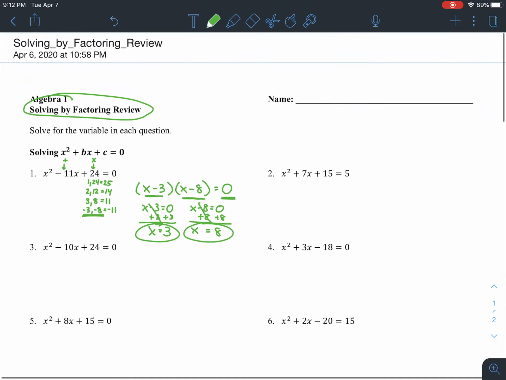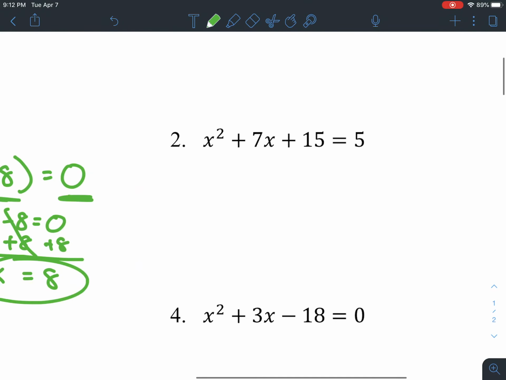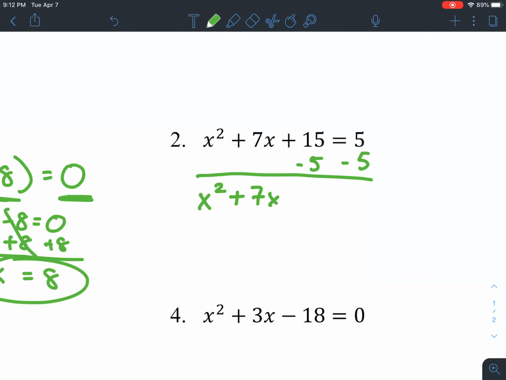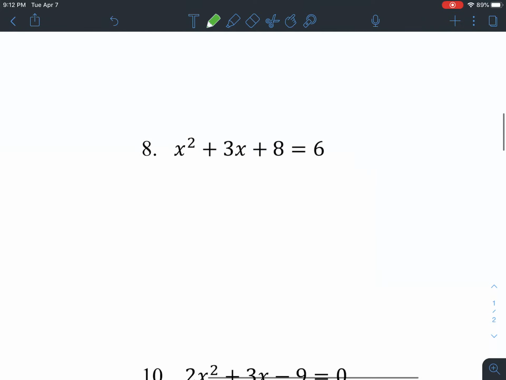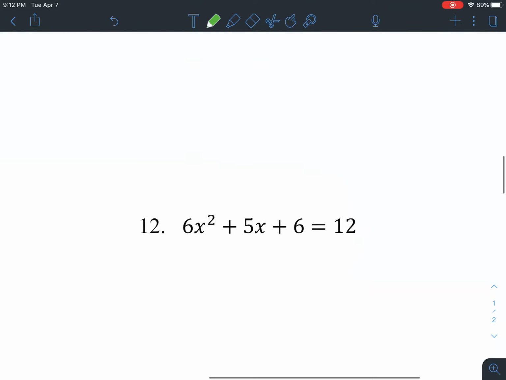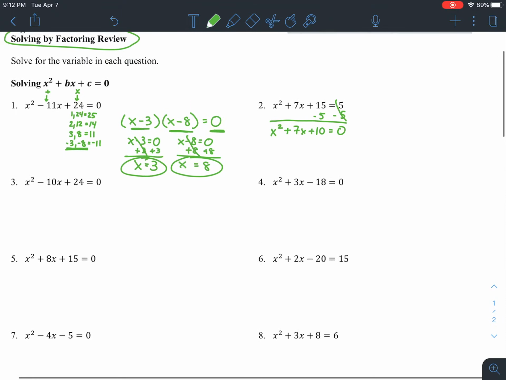So what do we do? We just move that number back to the other side of the equal sign so that it does equal 0. So I would subtract the 5 over to the other side. X squared comes down, plus 7x. 15 minus 5 is 10, equals 5 minus 5 is 0. Now we're ready to go. Okay, so just keep that idea in mind. Like for question 6, move the 15 over. Question 8, move the 6 over. Question 12, move the 12 over.